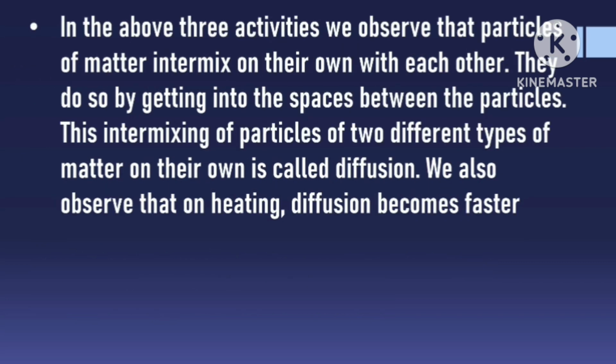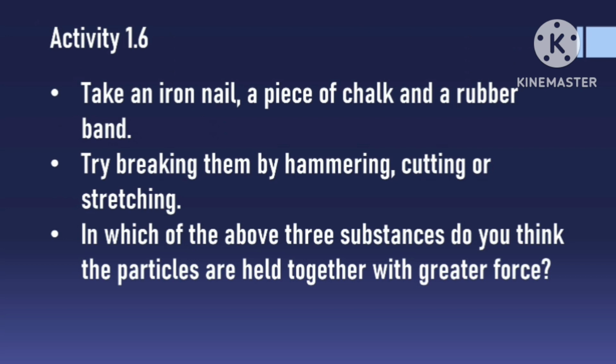In the above three activities, we observe that particles of matter intermix on their own with each other. They do so by getting into the space between the particles. The intermixing of particles of two different types of matter on their own is called diffusion. We also observed that on heating, diffusion becomes fast. So guys, move to our next activity, that is activity 1.6.